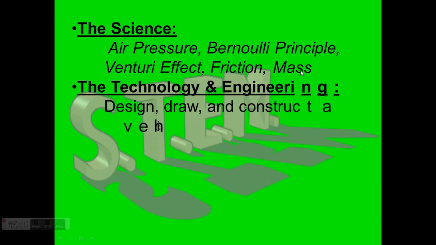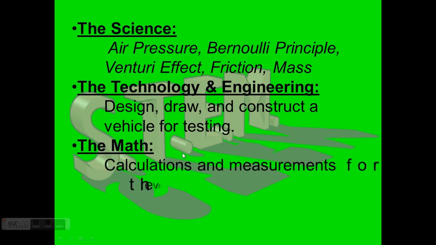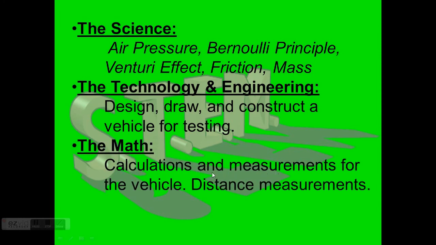So as a quick review, here's how all the STEM works in this project. The science behind it is the air pressure, the Bernoulli Principle, Venturi effect. We also have to worry about friction and mass on our vehicle. So friction in the form of the wheels not being able to turn, friction in the propeller assembly, and of course how heavy is your car. The technology and the engineering in our STEM: you're going to design, draw, and construct a vehicle for testing. And the math: you're going to do some calculations to build your vehicle, measurements on the vehicle, and you're going to do some distance measuring and some averaging.